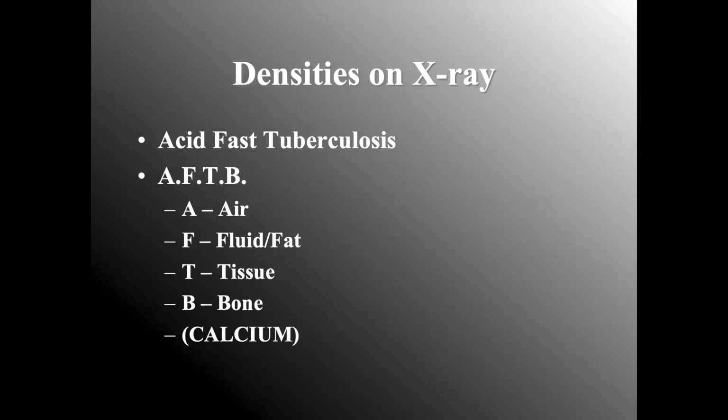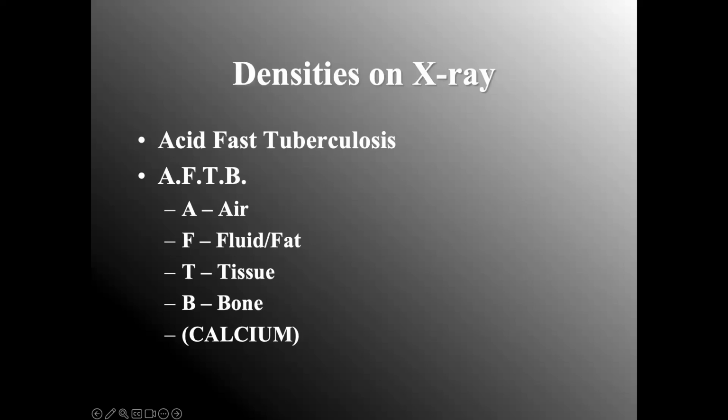So you have air, fat, tissue, bone. And if I read it again, air, fluid, fat, tissue, bone, and then calcium is in a league of its own. This is in order of increasing density. So starting with air, we would call this lucent. This would be radio-opaque. Tissue would be more radio-opaque than fat and fluid. Bone would be the most radio-opaque of the AFTB sequence. Calcium happens to be the most dense.